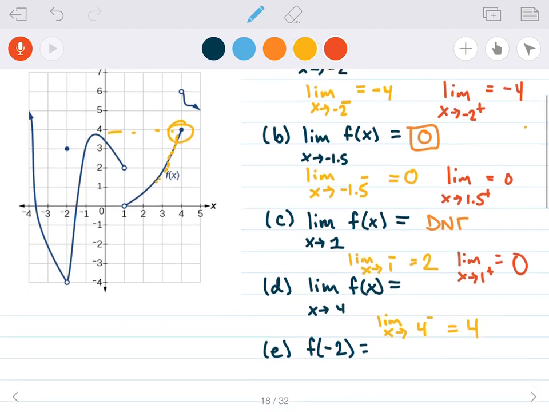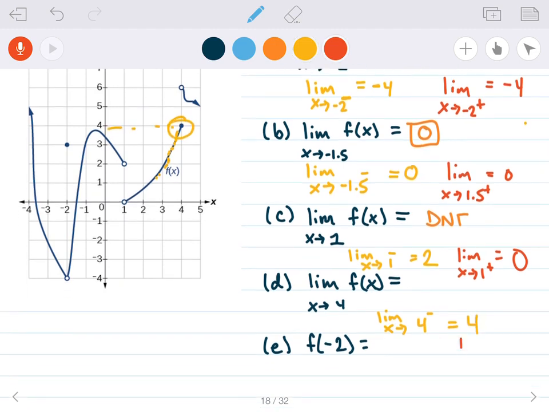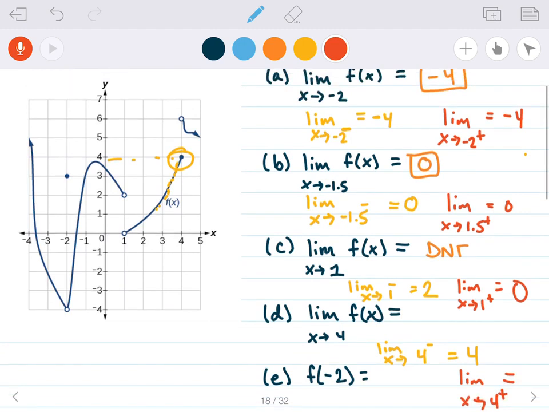Let's check out the limit of the right side. As x goes to 4 from the right. Okay, so coming from the right side of 4, get really close, and it looks like we're converging on y equals 6. So my left hand limit is 4, my right hand limit is 6, therefore the limit does not exist because the left and the right hand limits are different.